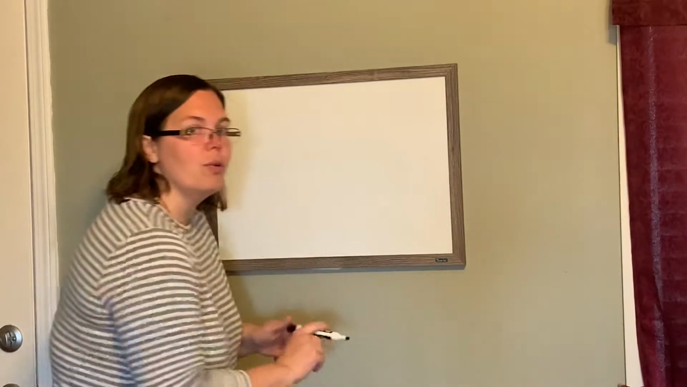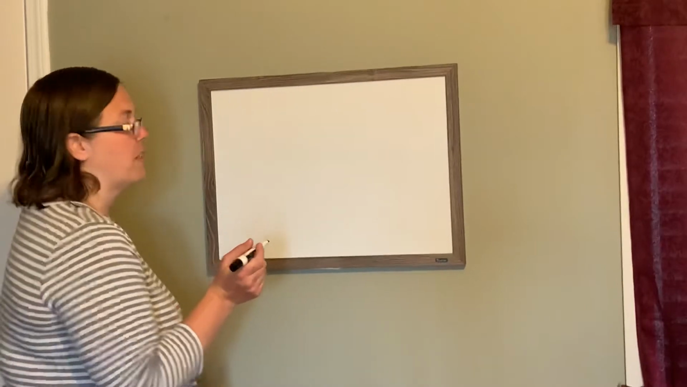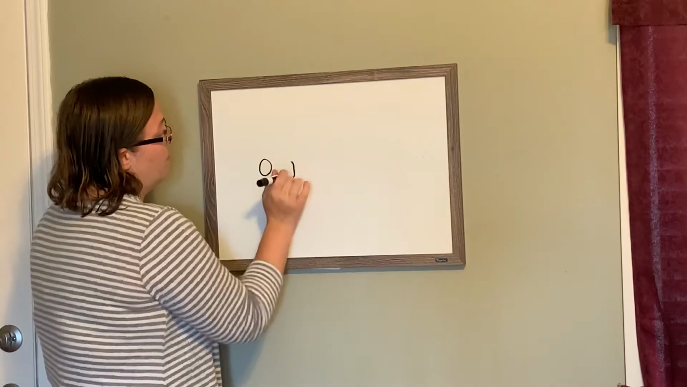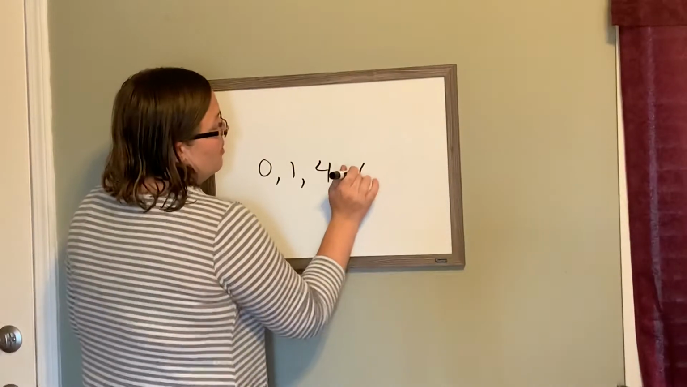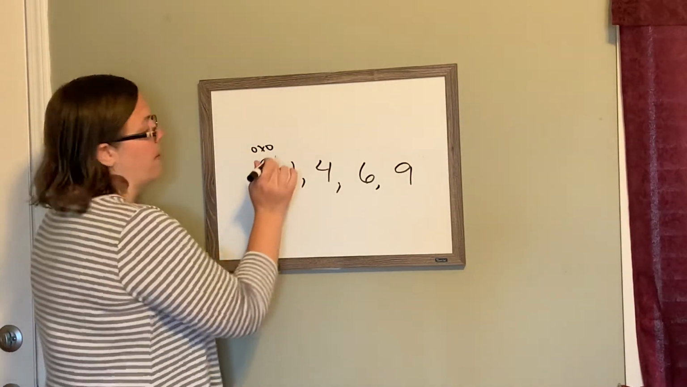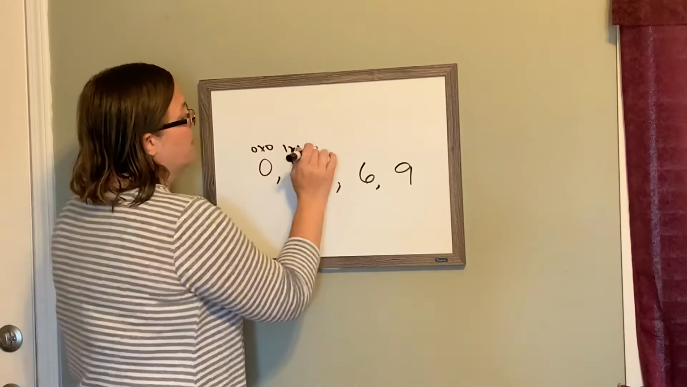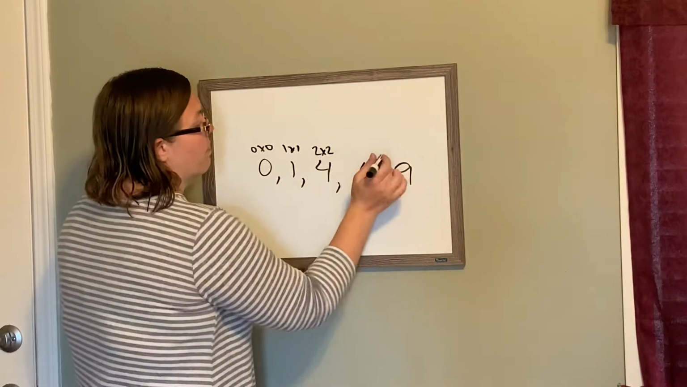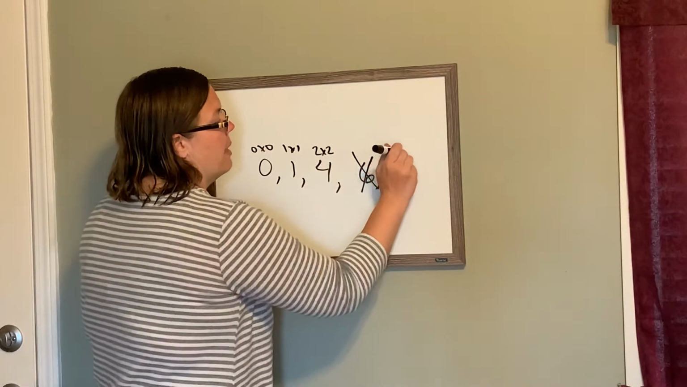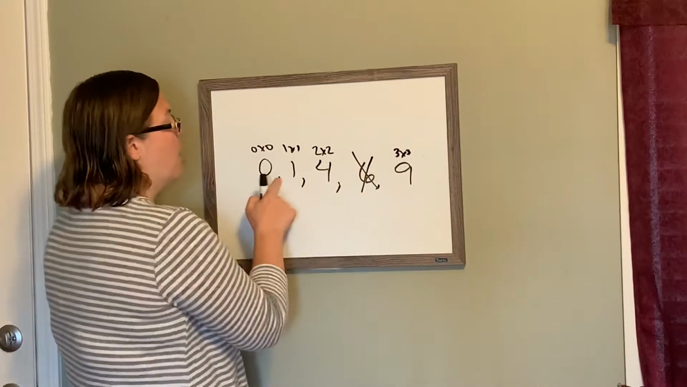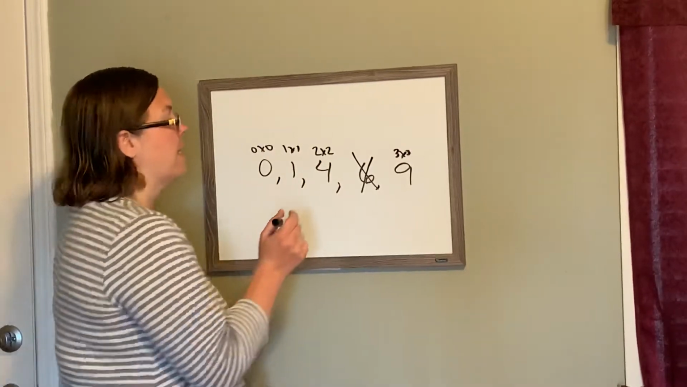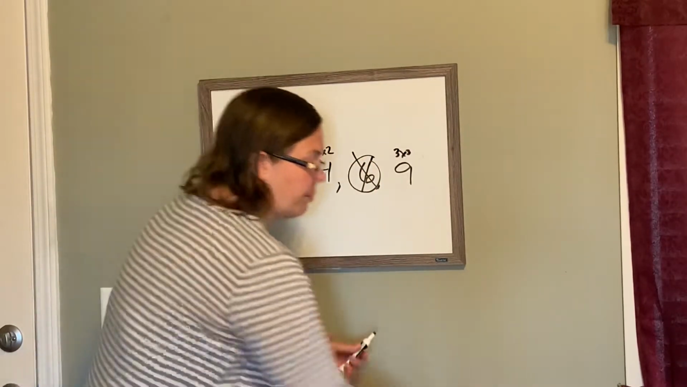So how do I know, if they give me a list of numbers, if it is a perfect square or not? Let's say they give you 0, 1, 4, 6, 9. So I know 0 times 0 is 0, 1 times 1 is 1, 2 times 2 is 4. There's no number times itself that equals 6, and I know 3 times 3 is 9. So all of these are perfect squares because they all have a number that times itself equals that, and this one is not. That's one way.